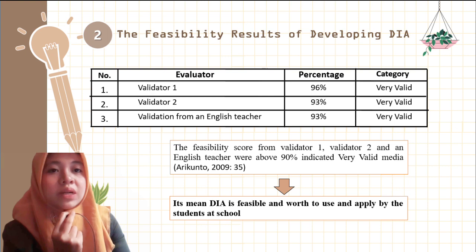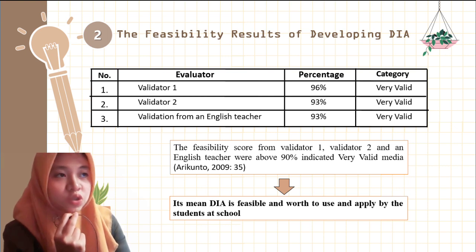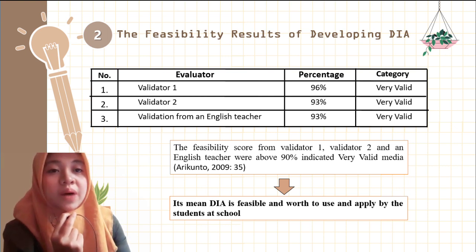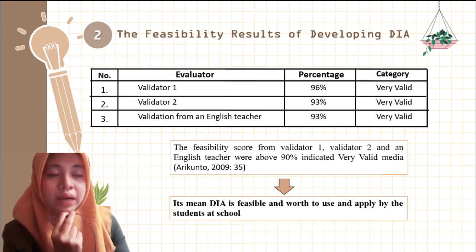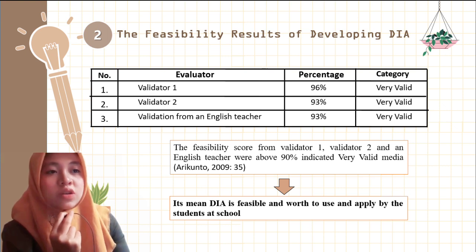So the feasibility scores from validator 1, validator 2, and the English teacher were above 90%, which indicated a very valid media based on Arikunto 2009, page 35. So it means DIA is feasible and worth using and applying by the students at school.